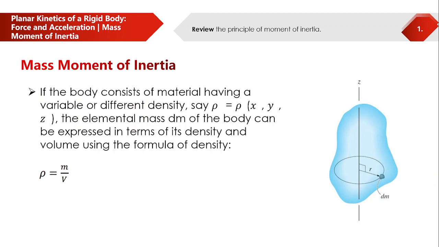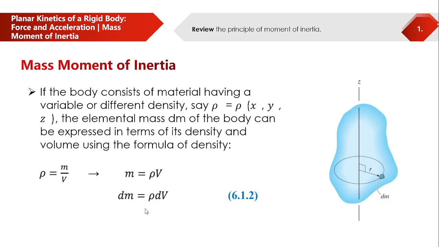Ano bang ibig sabihin nun? So, if yung body daw consists of material na hindi the same yung density, the elemental mass can be expressed in terms of its density and the volume using the formula of the density. Since we already know that the density is mass over volume, therefore mass is equal to rho v, or the density times the volume, and your dm is equal to rho dv.